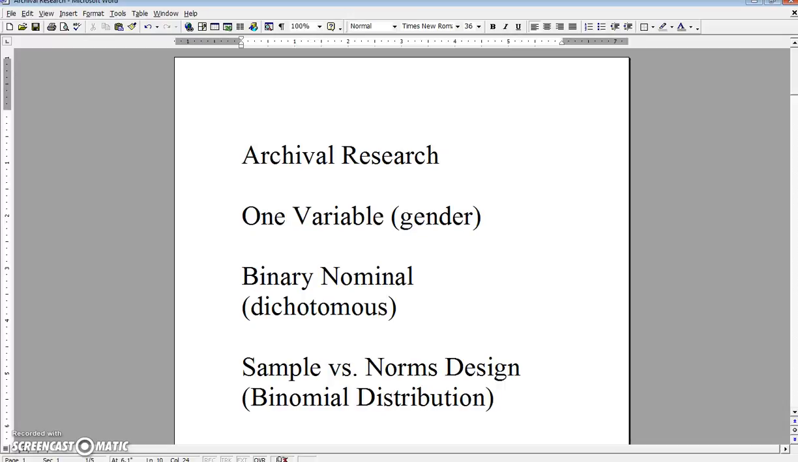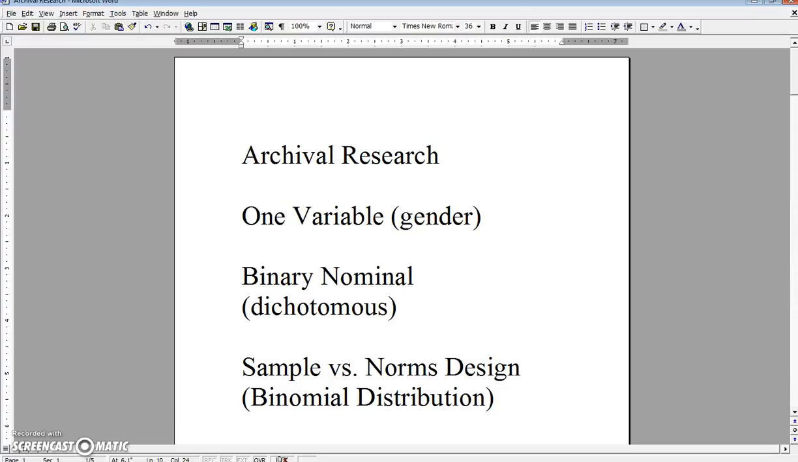This headless professor video is an example of how to do archival research, and I've chosen the simplest example. We're going to just look at one variable on a student roster, and that variable is gender. Gender is very easily measured in most cases by looking at the student's name and classifying that student dichotomously into one of two categories, male or female, giving us a binary nominal scale of measurement.